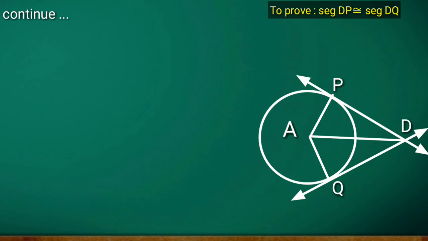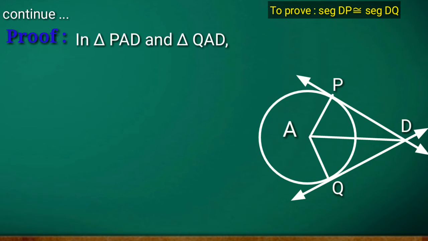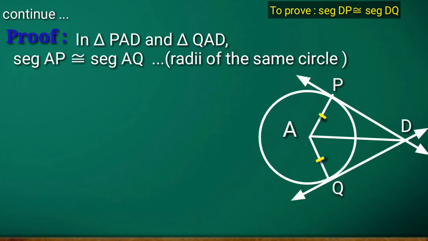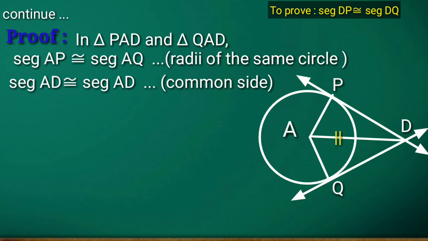Then proof of the theorem. In triangle PAD and triangle QAD, observe that triangle. We know that radii of the same circle are congruent. Here segment AP and segment AQ are radii. Therefore, segment AP congruent segment AQ. Segment AD is common to both the triangles. That means segment AD congruent segment AD.